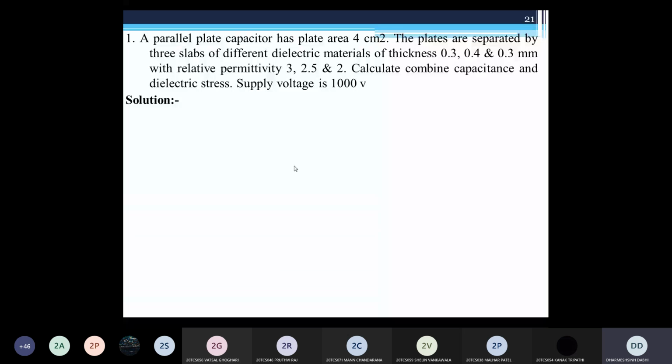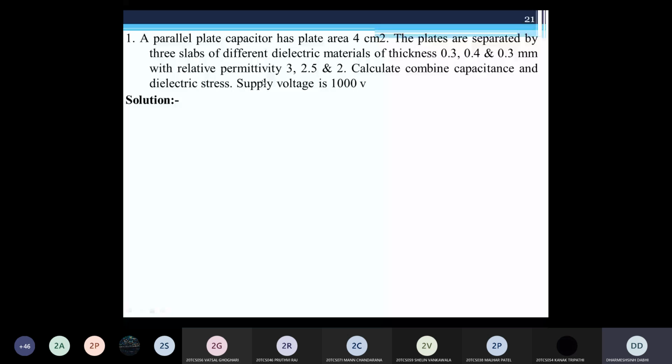So let's see this example. Parallel plate capacitor has plate area. All of you first understand this example, thereafter you write it. So parallel plate capacitor has plate area 4 centimeters square, and plates are separated by 3 slabs of different dielectric material or different insulating material of thickness 0.3, 0.4 and 0.3. So this is the distance or thickness of different insulating material.